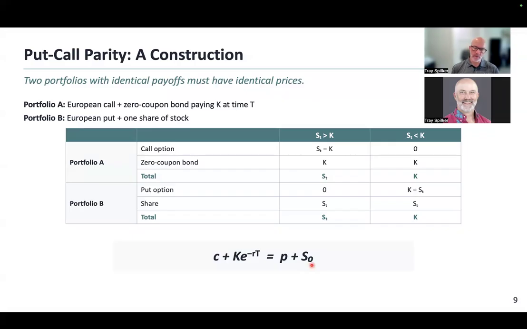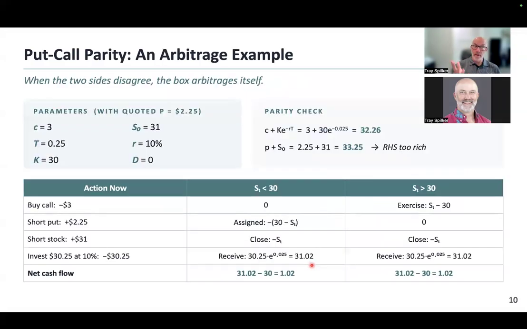So to prove that it holds, let's take a look at a potential arbitrage when the two sides disagree to see if we can make money from it. Okay. So here are some parameters for a call option that's also quoted with a put option at this price. The call option is $3, 3 months to maturity, strike price 30, share price 31, risk-free rate 10%, dividend 0, and the put option price is 2.25. So now we check the parity condition. The left-hand side of the put call parity equation is as follows.